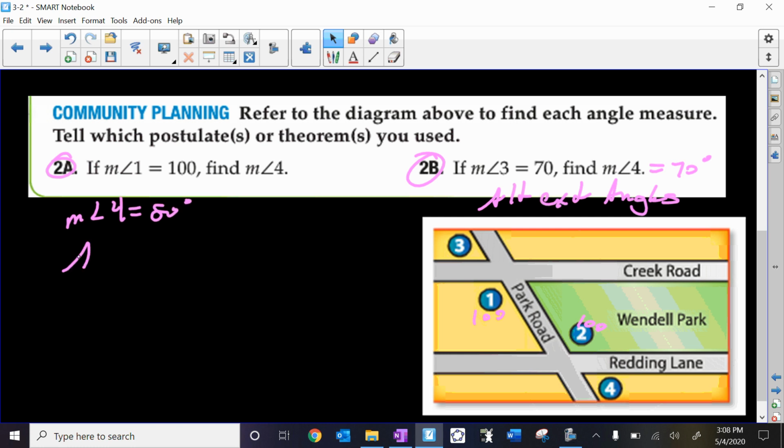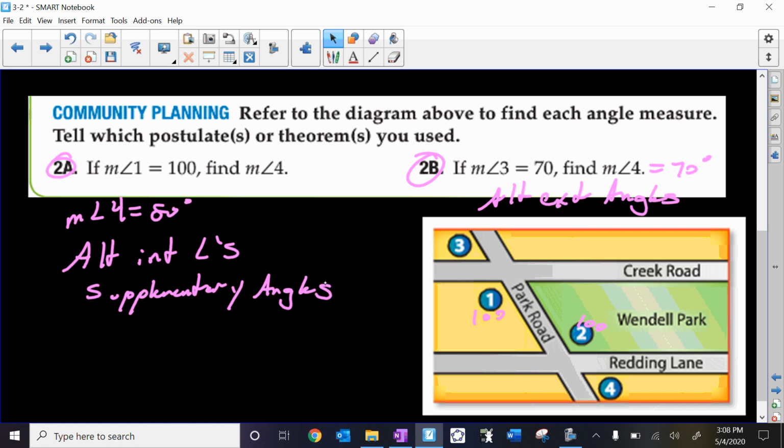And to get there, I used alternate interior angles and supplementary angles. That's not the only way that you could do those. Please don't think that that is the only way to do it. But I can follow how you got to angle 4 when you tell me that you did alternate interior angles first and then supplementary angles.